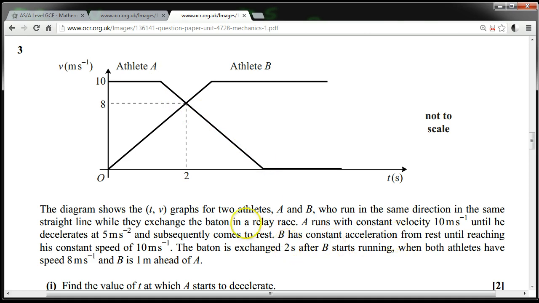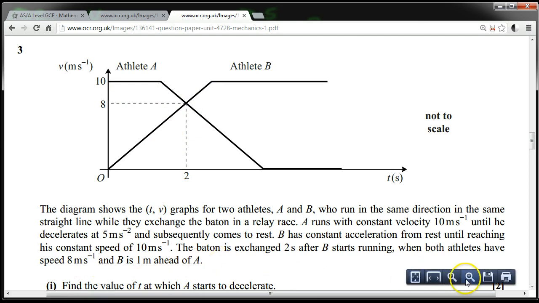B has constant acceleration from rest until reaching his constant speed of 10 meters per second. The baton is exchanged 2 seconds after B starts running, when both athletes have a speed of 8 meters per second, and B is 1 meter ahead of A.